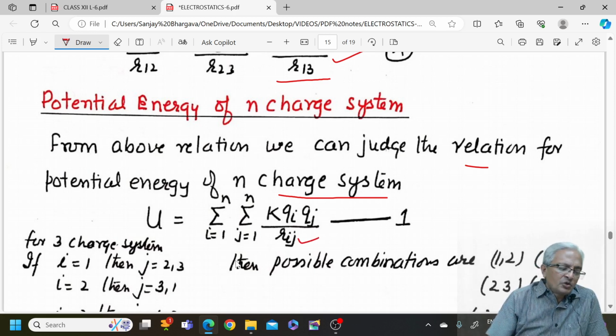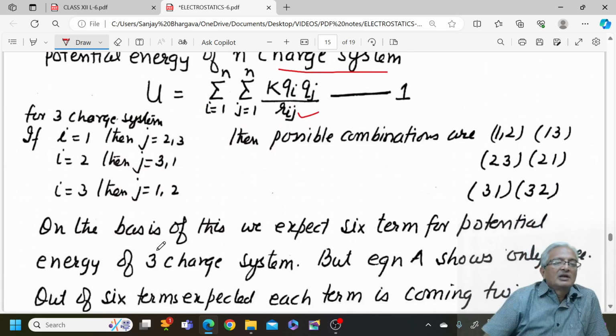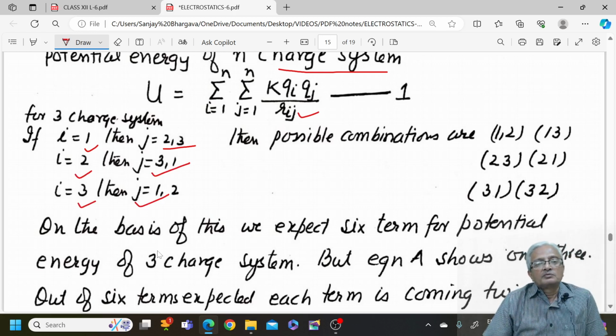Now we'll use this equation number 1 to derive the potential energy relation for a 3-charge system. For a 3-charge system, if I take i equal to 1, then j can have two possible values, 2 and 3. If I take i equal to 2, then j can have the two values 3 and 1. If I take i equal to 3, then j can have the values 1, 2. So what are the possible combinations of the charges? Q1 Q2, Q1 Q3, Q2 Q3, Q2 Q1, Q3 Q1 and Q3 Q2.